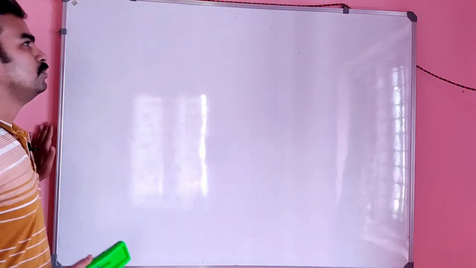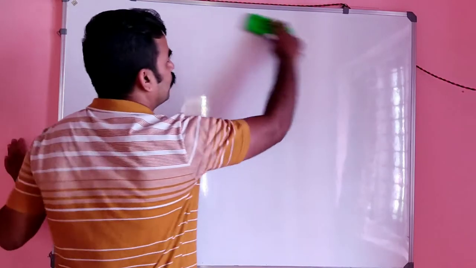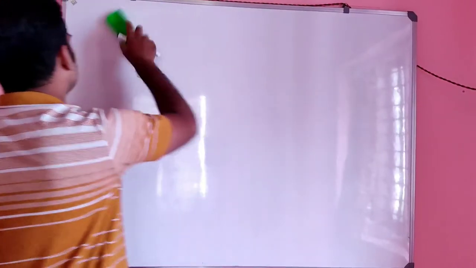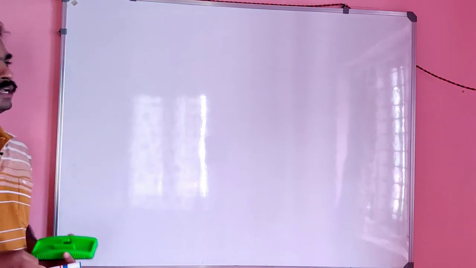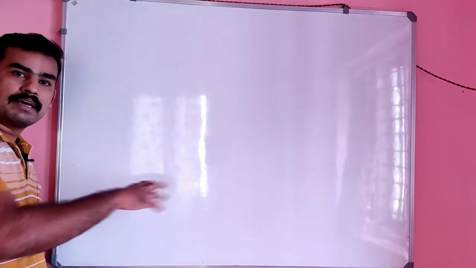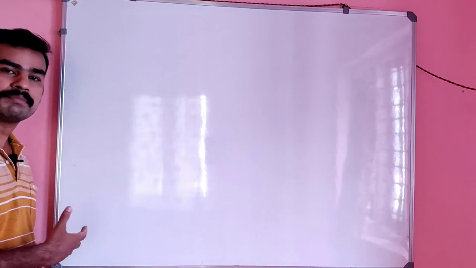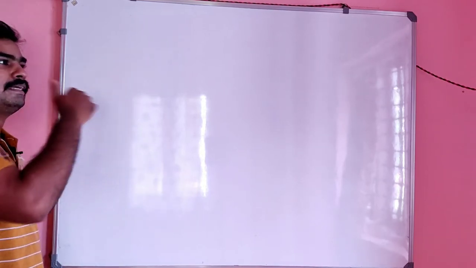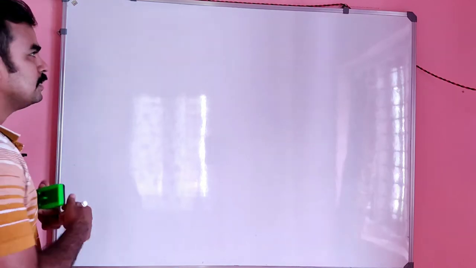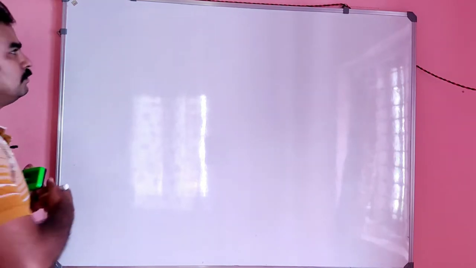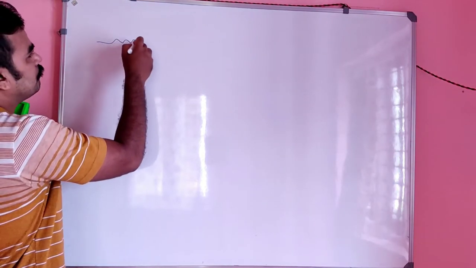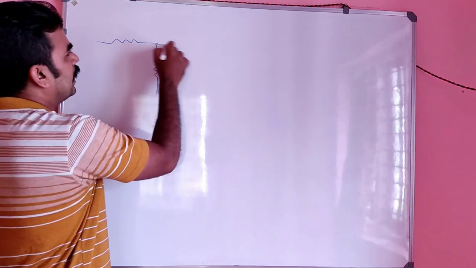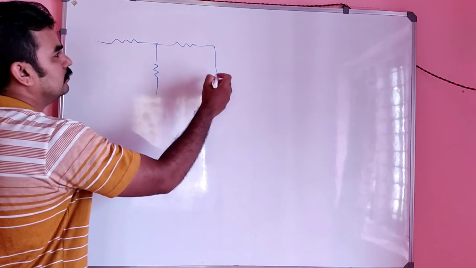So let's move to a problem which is the continuation of last class. In the last class we discussed a problem regarding the superposition principle. So finally you found out some current value, you can directly apply the values and you will get the answer. That means I think the figure will be like this. I don't want to repeat the problem again.